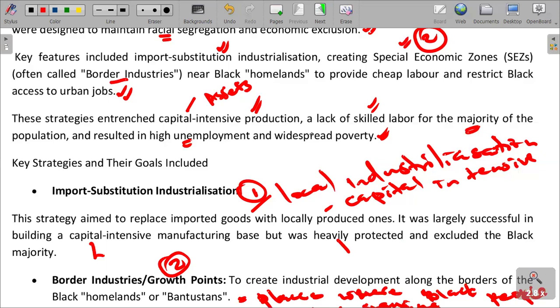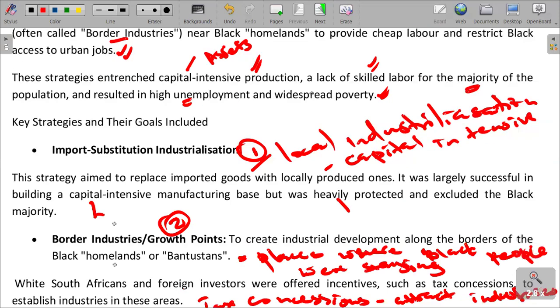So let's look at import substitution industrialization. It was aimed to replace imported goods with locally produced ones. So it promoted local industrialization and local industry development. The import substitution industrialization policy had to promote the establishment and development of local industries.